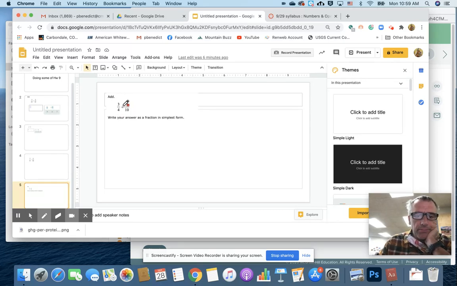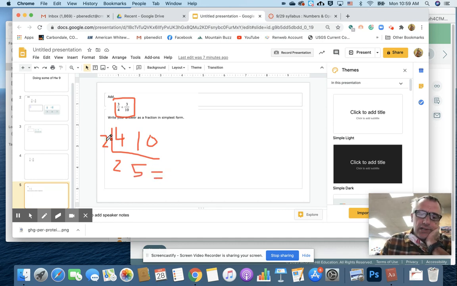Let's look at the next problem. So here I have non-like denominators again. So I'm going to find the least common multiple. And I'm very partial to this method. So I'm going to divide both of these by 2. And 4 divided by 2 is 2. And 10 divided by 2 is 5. And if I multiply these all together, I get 2 times 5 is 10, times 2 is 20. And so my least common multiple of 4 and 10 is going to be 20.